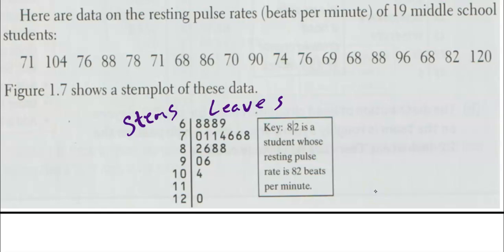Okay? So don't forget your keys, and list all the stems. What's kind of cool is you can see the distribution right here. We can see this is right skewed because we have more smaller data than bigger data. So the big data on the right skews my data.